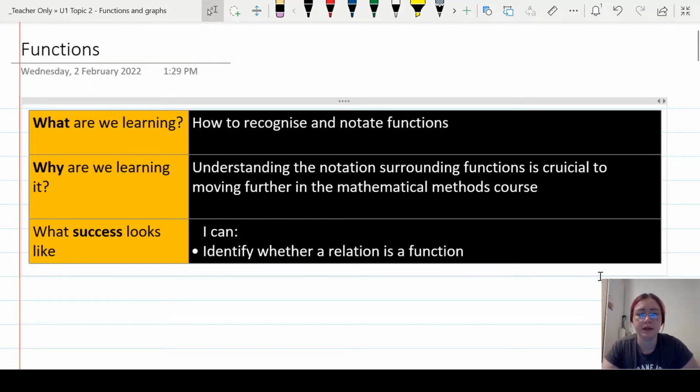Alright, so this is video 1 of 3 on how to recognize and notate functions. We want to do this because being able to understand the notation around functions is really, really important in moving further in the mathematical methods course, because you're going to start encountering it a lot and you need to know what's going on. So this first video, we want to be able to identify whether or not a relation actually is a function.